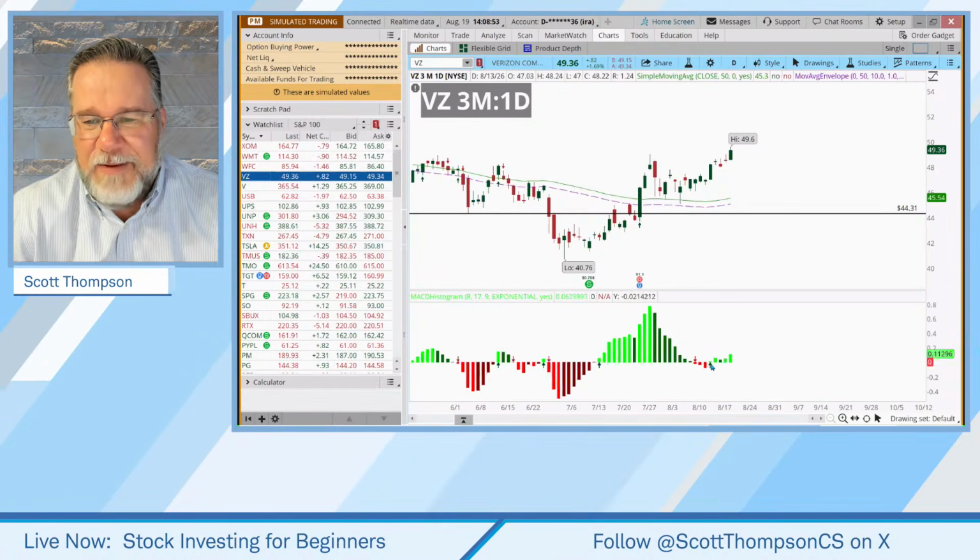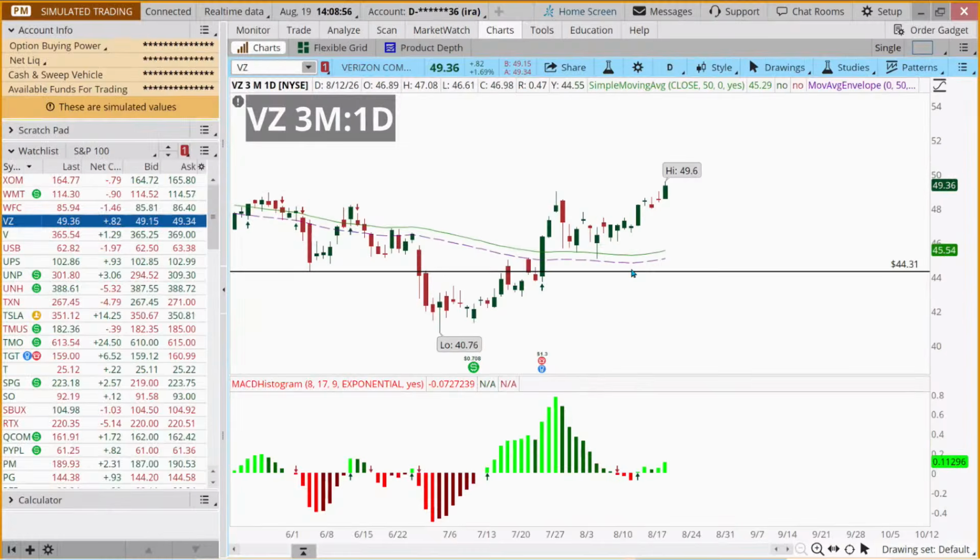And I would go to Verizon and say, okay, on Verizon, I have a green arrow on the MACD. I have 1, 2, 3, about 5 days ago. The moving average looks like it's rising. So I would go to my paper.